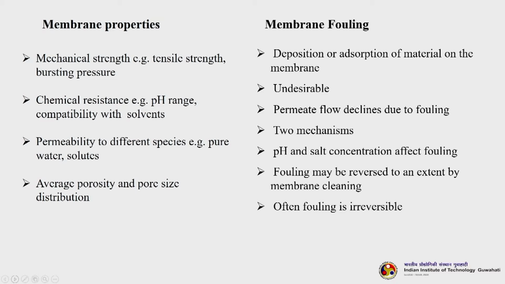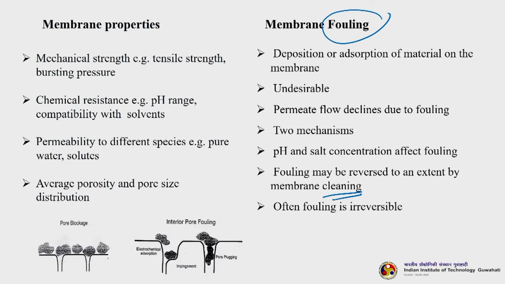So, as you know, fouling is a major problem in any membrane system. Okay. So, deposition or adsorption of material on the surface is highly undesirable. Permeate flow declines due to fouling. There are two mechanisms, interior fouling and exterior fouling. pH and salt concentration also affect fouling. Fouling may be reversed to an extent by membrane cleaning, as we have discussed, back flushing and other processes. Often fouling is irreversible. So, you can see how the pore blockage is taking place here. Okay. And here is interior fouling due to the different types of structure of the pore.